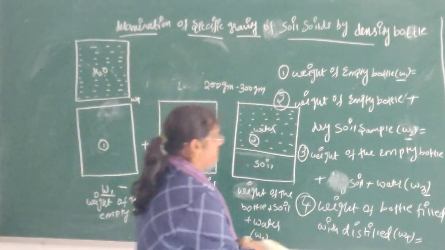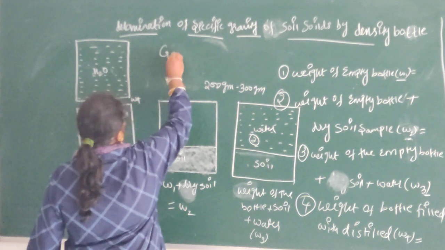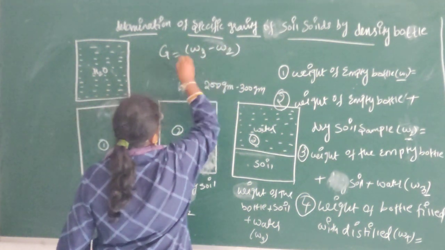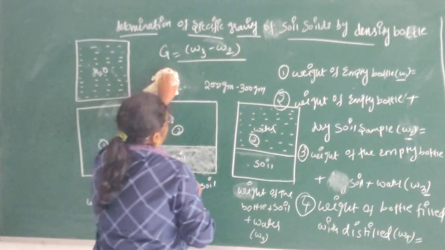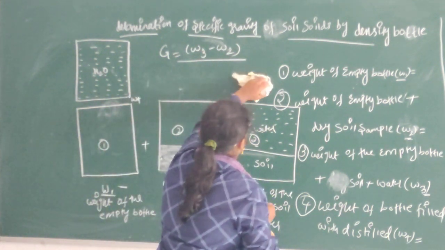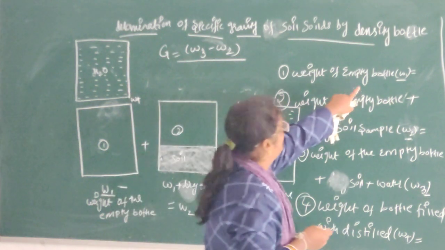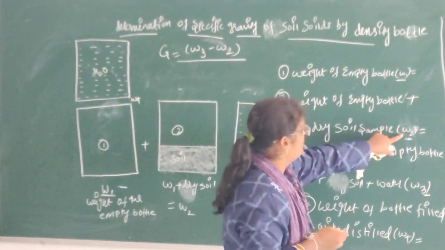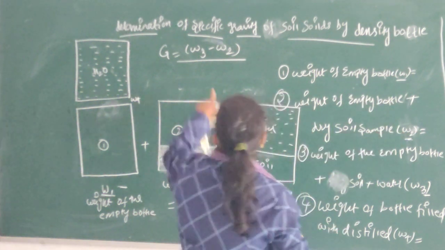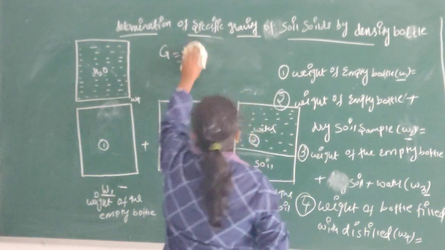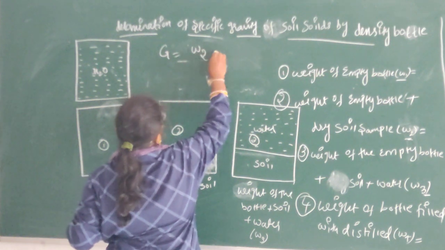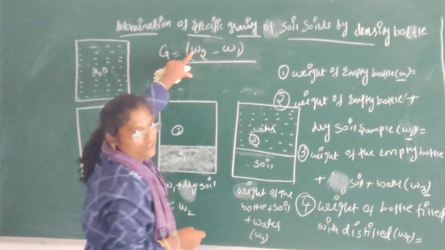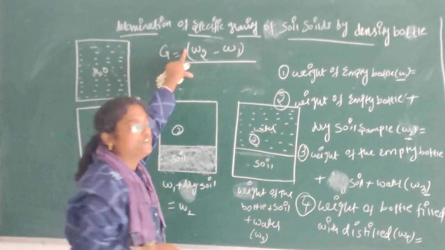See here, G is equal to W3 minus W2. Next, how will you get the formula here? Here, where you get only the empty soil, W2 minus W1. This is only for dry soil according to our formula.